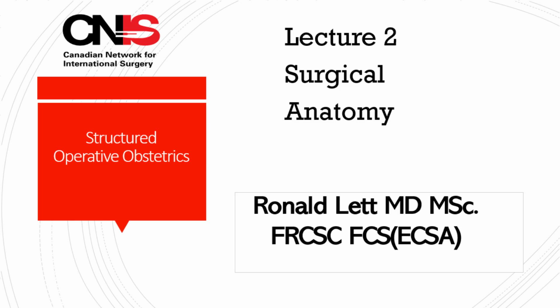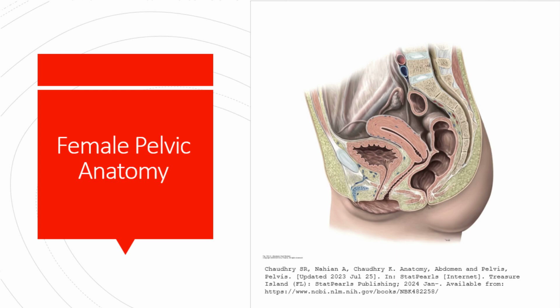The second lecture in the Structured Operative Obstetrics SOO course is on the relevant surgical anatomy. This slide shows a sagittal section of the female pelvic anatomy. This view provides crucial insights into the relationships of female pelvic structures, which is essential for understanding reproductive anatomy. You see the close relationship between the bony pelvis, urinary bladder, uterus, rectum, and sacrum.